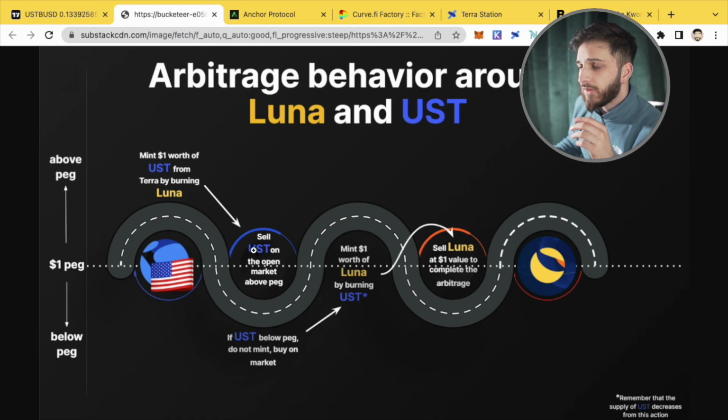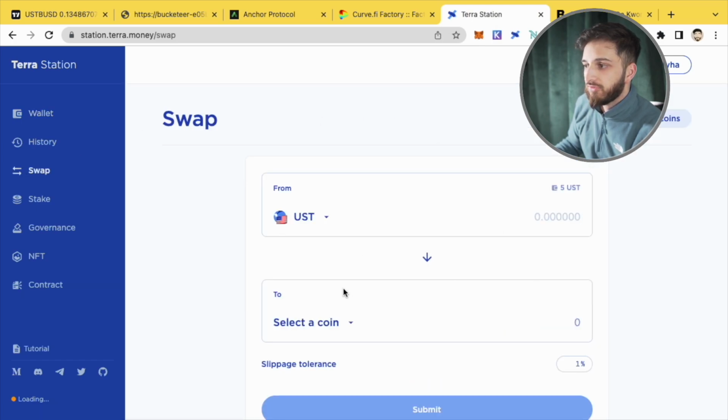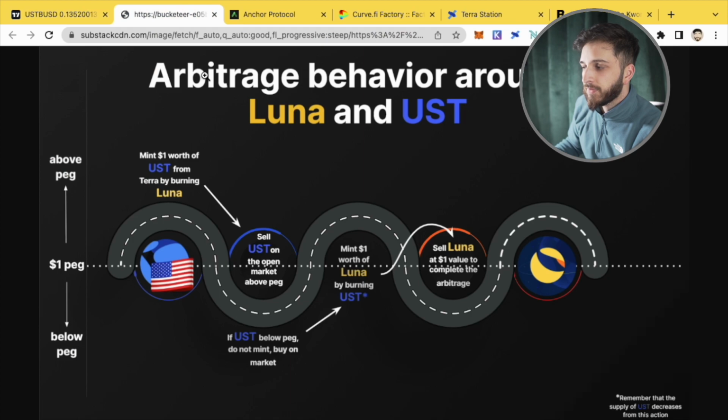Now, what happens is that when UST goes below peg, so below $1, well, then what you can actually do is redeem your one UST for $1 worth of Luna. So, let's say if Luna was $100, well, you could actually redeem your one UST for 0.01 Luna. And you should be able to do that on Terra Station. You should be able to go to the swap, and you should be able to do it right here. Now, that's pretty much how it works.